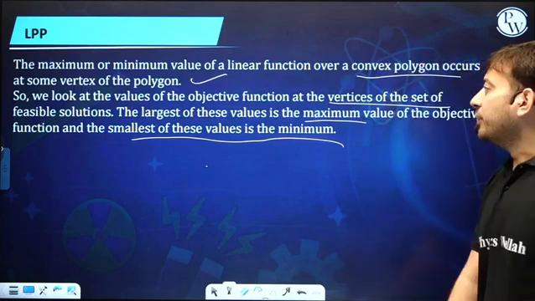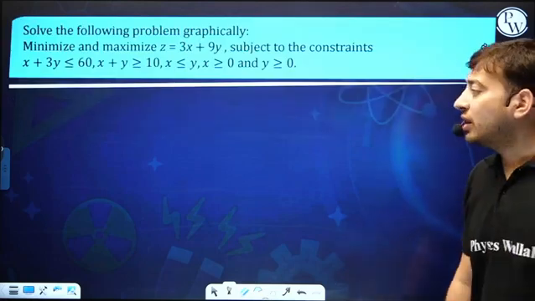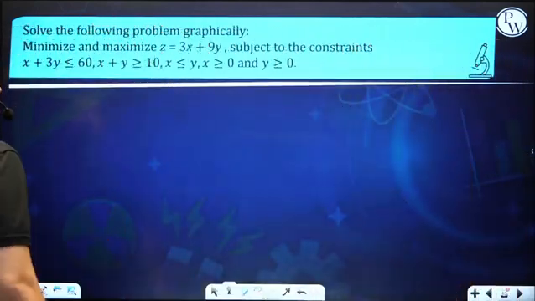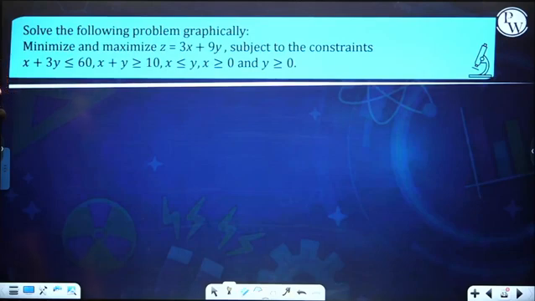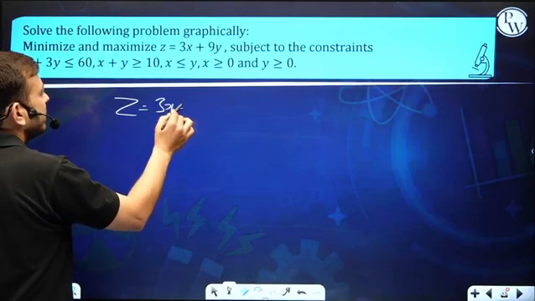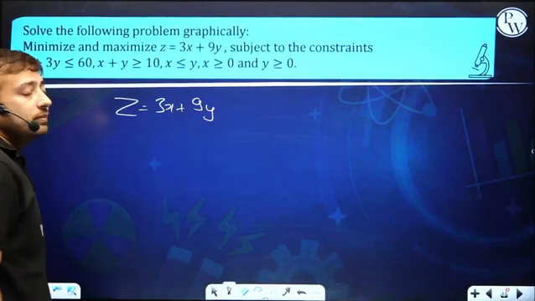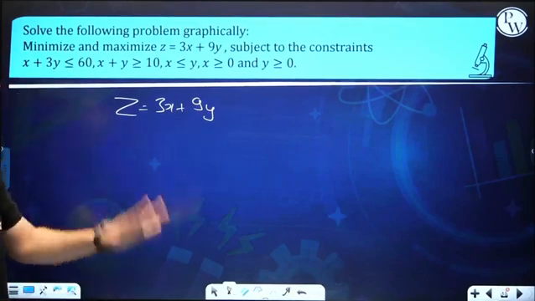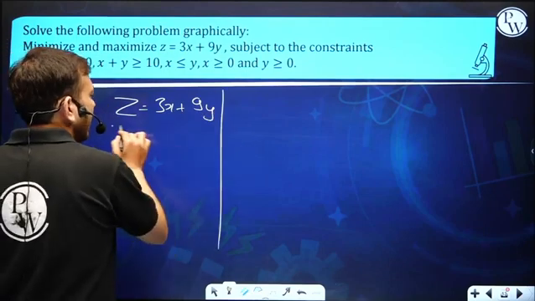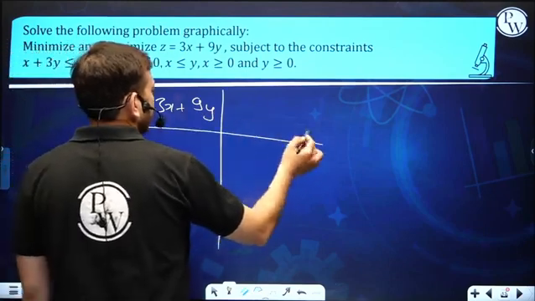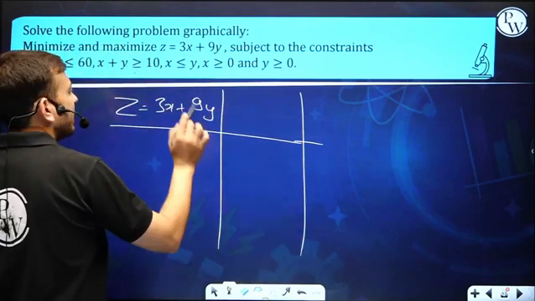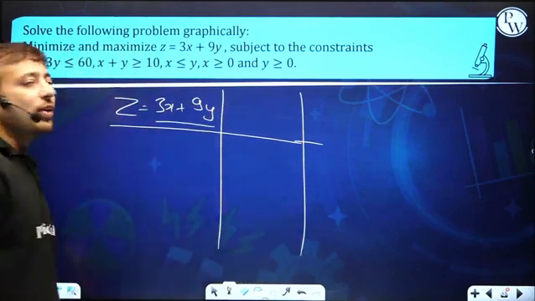Okay. Moving to solve a question like here, sir. Solve the following problems graphically, minimize and maximize. Your objective function is z equals 3x plus 9y. So basically, I need to find this value of z, minimize and maximize. I need to find the points.